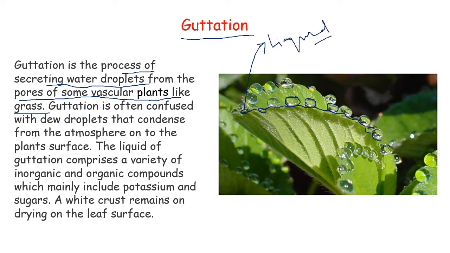This process of loss of water in the form of liquid droplets through the margins of the leaves via small pores is known as guttation.